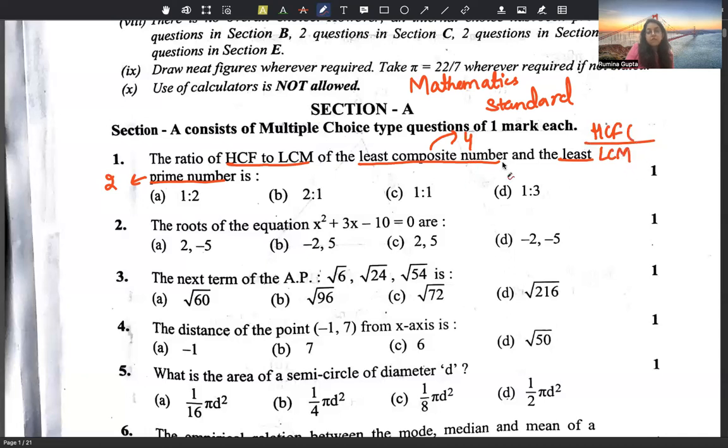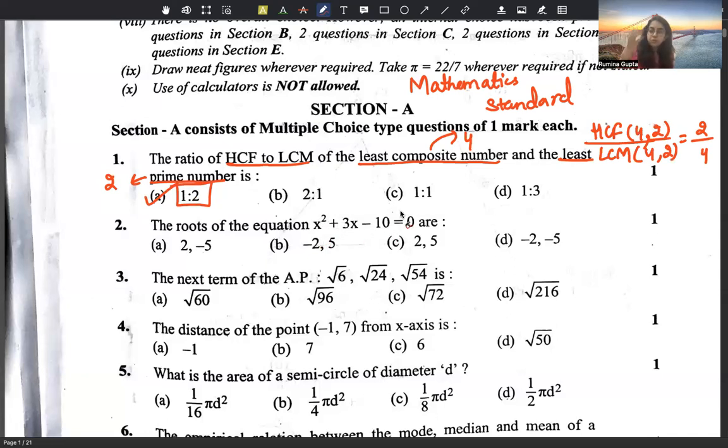So which was the least composite number? 4. And which is the least prime number? 2. So the HCF and the LCM of these. HCF would be 2 and LCM would be 4. Quite simple to know that. Just cut them. So the answer is 1:2. Option A, correct.